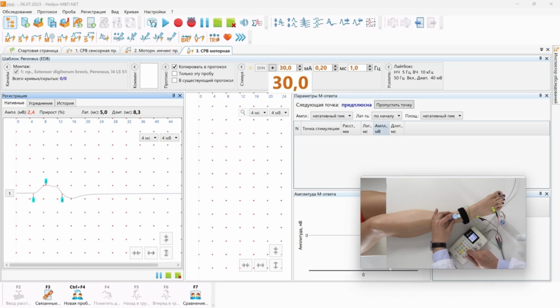I increase to 30. And the amplitude is already 4.3 millivolts. I add up to 40 milliamps. The amplitude does not increase. Therefore, the supermaximal current strength will be about 30 milliamps. I increase even more to 35, and this will be the supermaximal current strength.